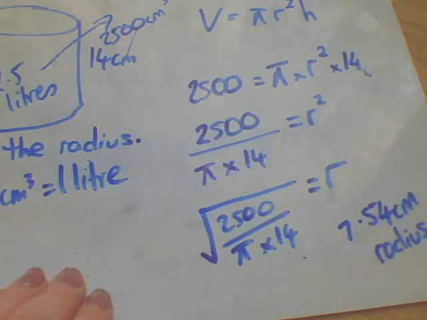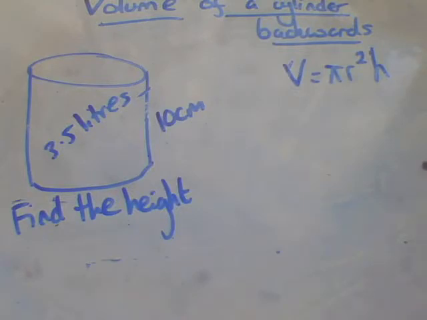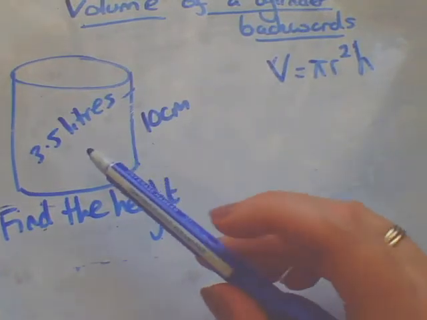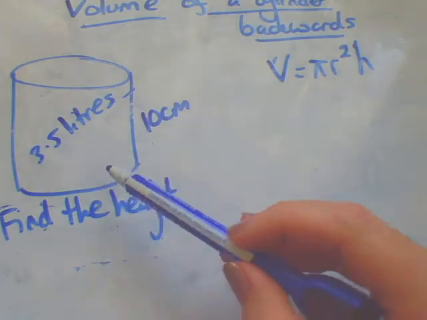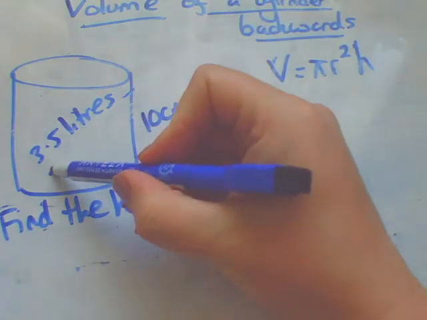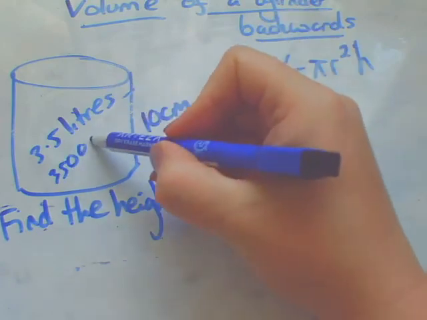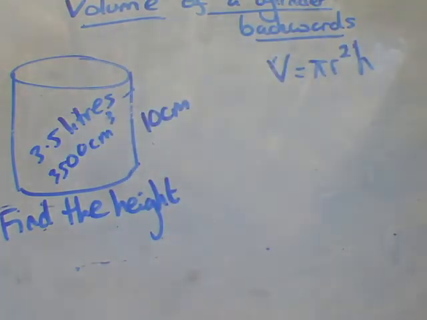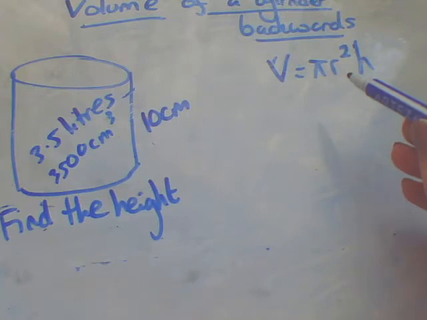Now let's have a look at one where you're trying to find the height. Okay, so I've changed the numbers. So this time we've got a volume of 3.5 litres. If we use the conversion we just had, remember you're going to times that by 1,000, so that's 3,500 centimetres cubed. We're going to put into the formula what we know.